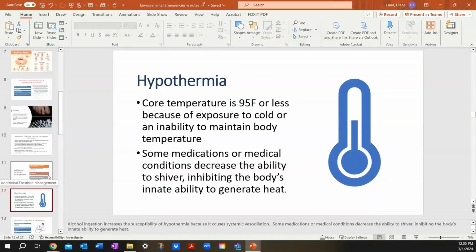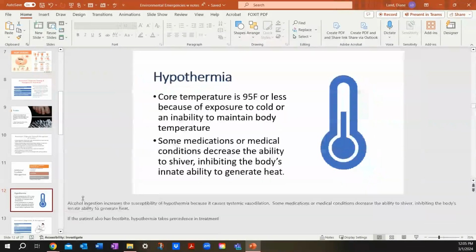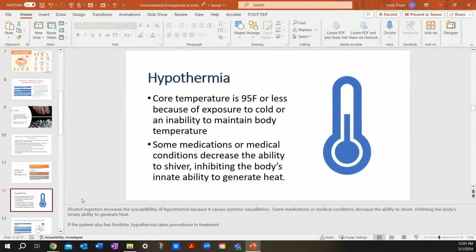Some medications or medical conditions decrease the ability to shiver. So patients with spinal cord injuries, like we talked about in the SCI lecture, are unable to shiver, inhibiting the body's innate ability to generate heat. So those people are at risk, spinal cord injuries. Alcohol.